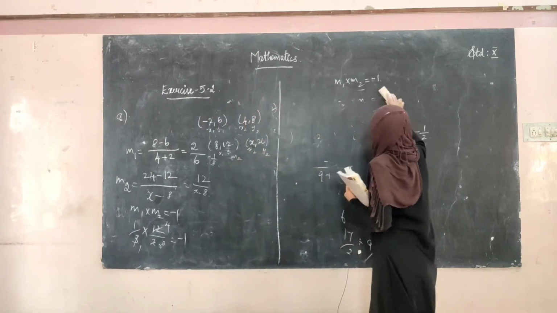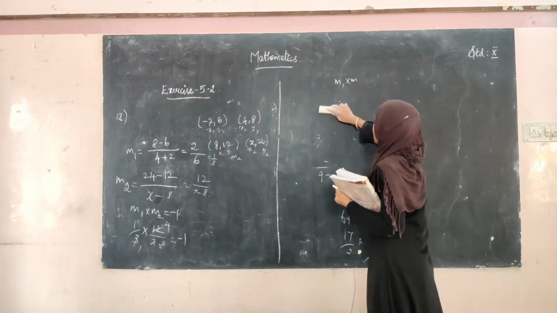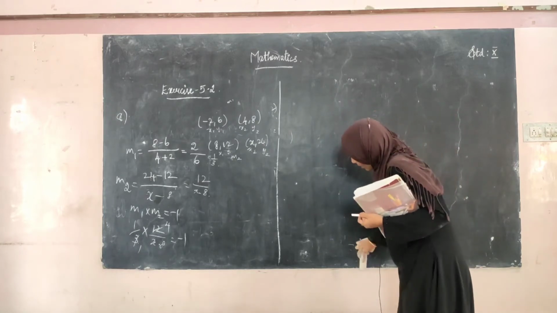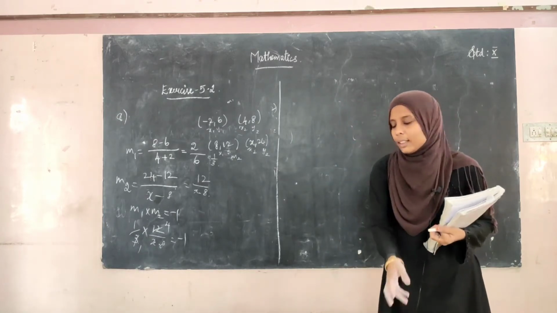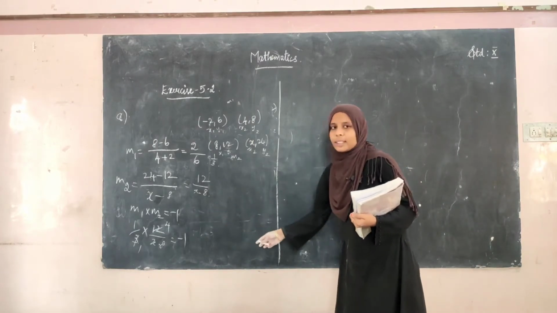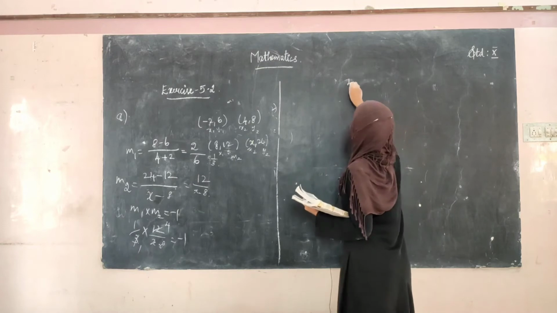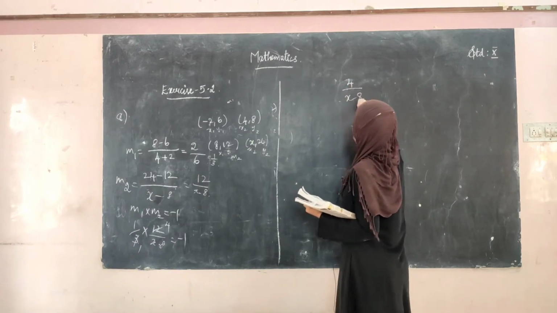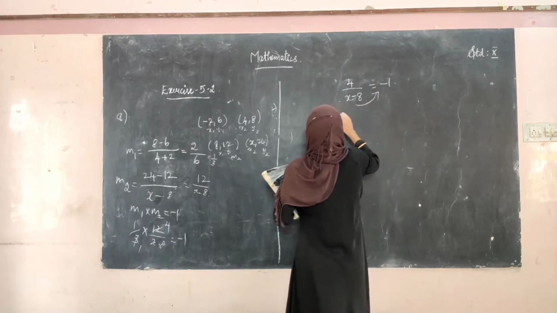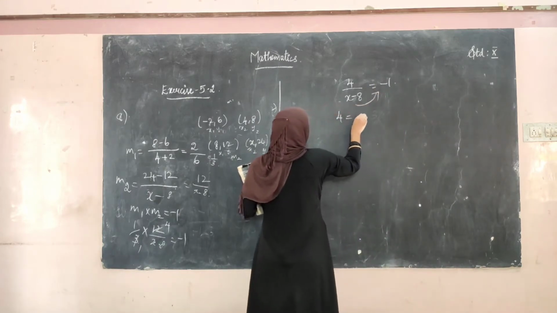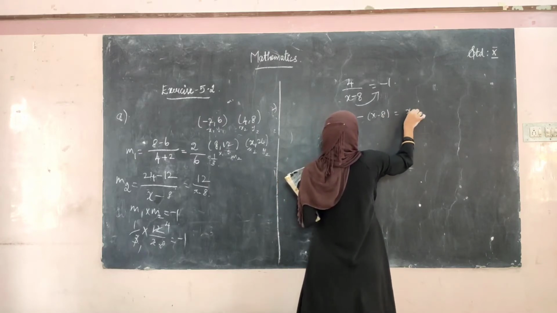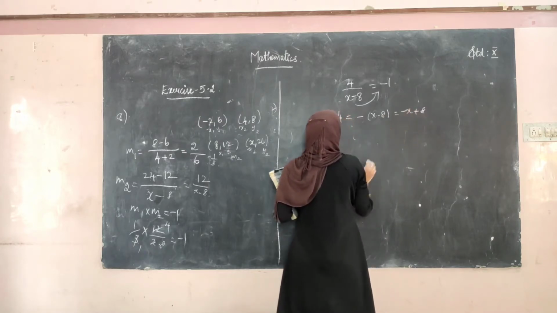Now we are going to solve that. Okay, what do we have remaining in the left hand side? We are having only 4 divided by x minus 8, right? It is 4 divided by x minus 8 equal to minus 1. So bring this term this side. 4 is equal to minus of (x minus 8), which is equal to minus x plus 8.